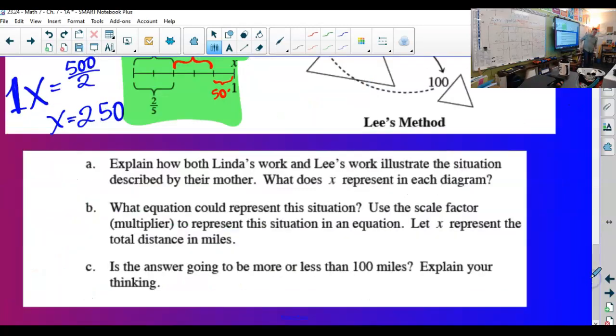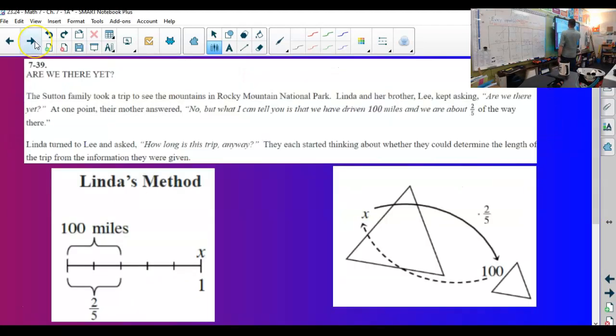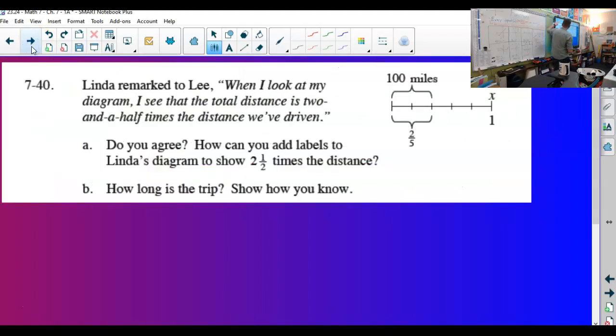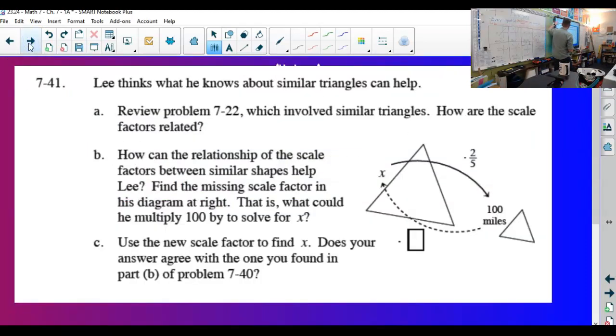Is that the next problem? No, it's on your paper though, right? Yeah. So you've got some space to show some of that work. Right, and it repeats the same question multiple times.